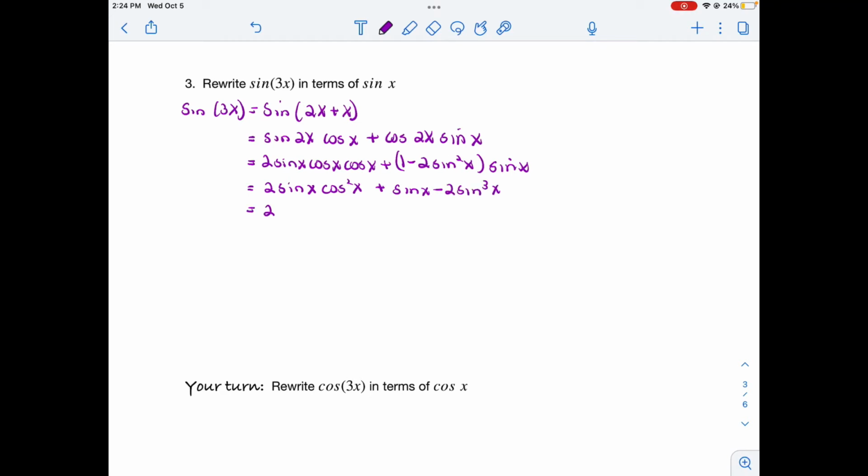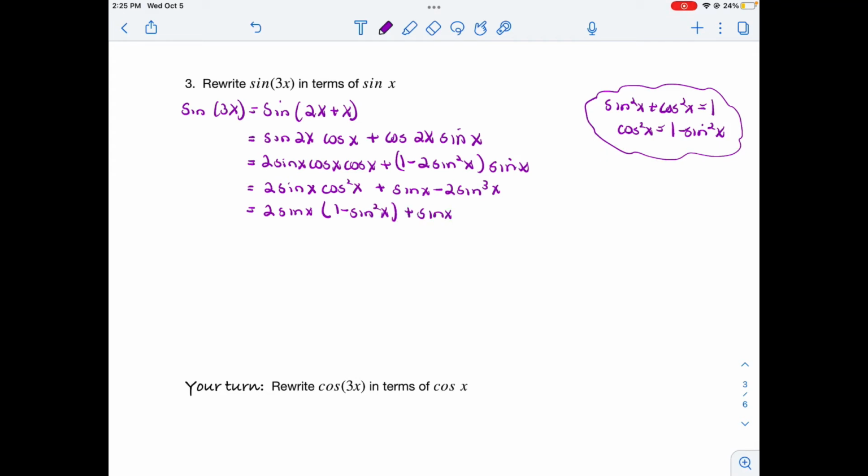And then, I can replace that cosine squared x with 1 minus sine squared of x, which I get from my Pythagorean identity over here in the think bubble. And so to get rid of my parentheses, I need to distribute 2 sine of x to everything inside that parentheses. And all that's left to do is combine my like terms. I have negative 2 sine cubed x minus 2 sine cubed x, and I have 2 sine x plus a sine x. So that ends up being 3 sine x minus 4 sine cubed x.